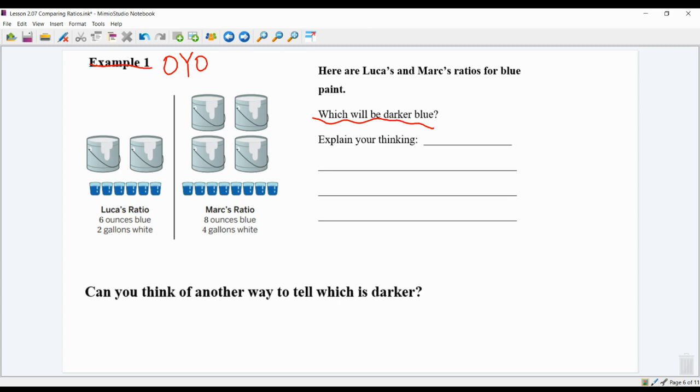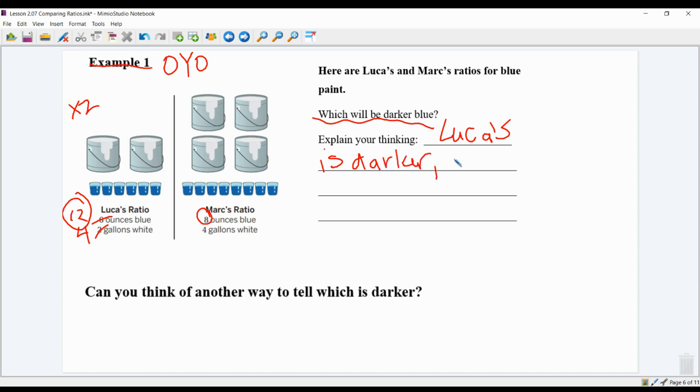Okay, so a lot of students did this. They multiplied by 2, and that makes Luca's blue 12 and the white 4. So if I double everything here, then the white is the same and Luca has 12 blue, but Mark only has 8. So Luca's is darker, right? So Luca's is darker.